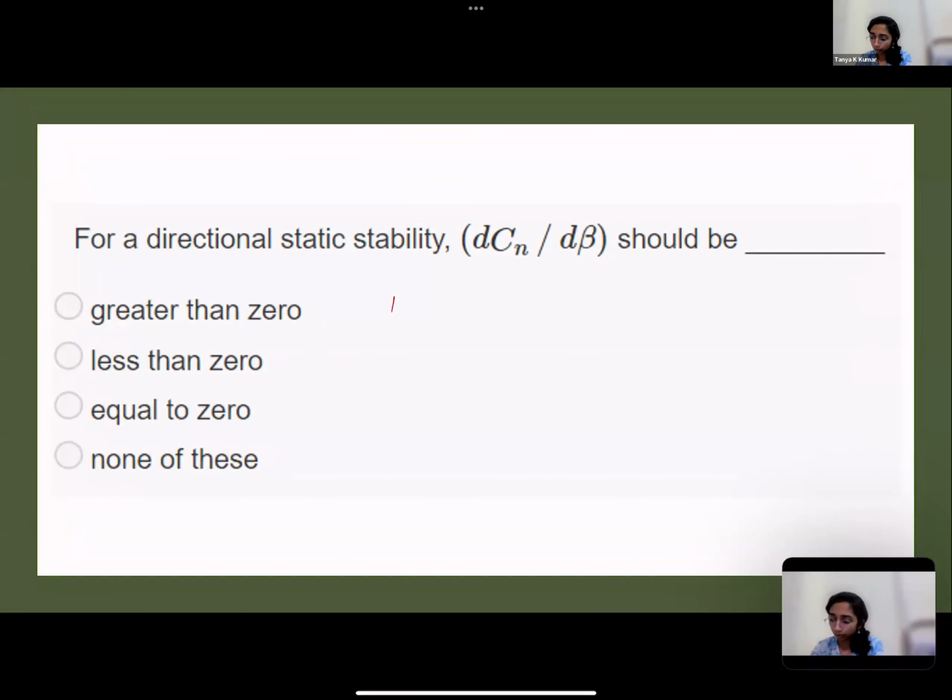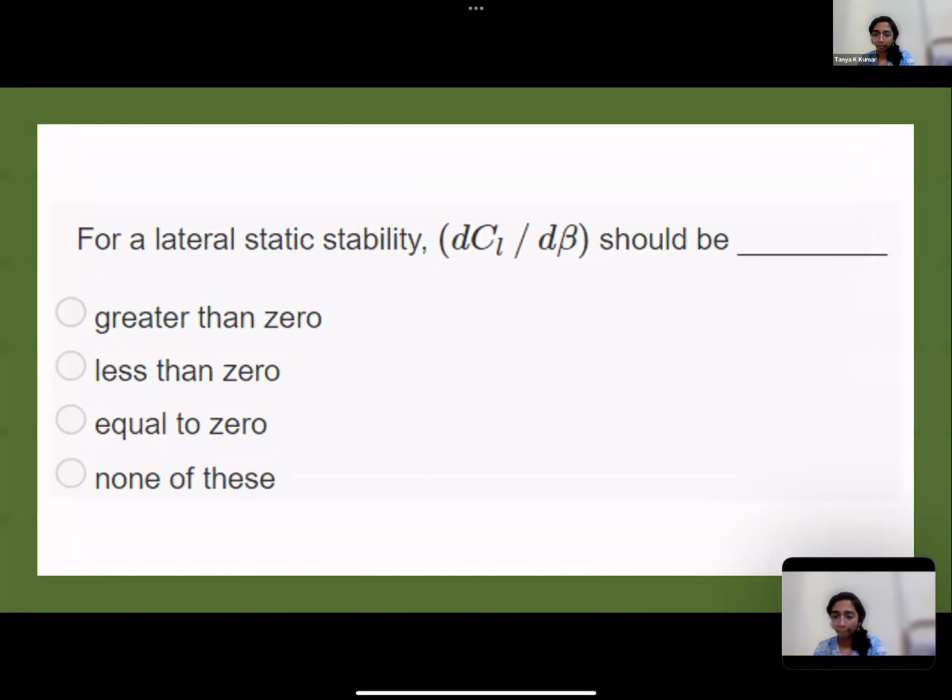For a positive beta, you need a positive n. So positive beta requires positive n. That means dCn by d beta will be greater than 0. All right? Okay. For lateral static stability, we just discussed this. dCl by d beta should be less than 0. We just discussed this. Positive beta produces negative moment, produces a negative rolling moment. All right?